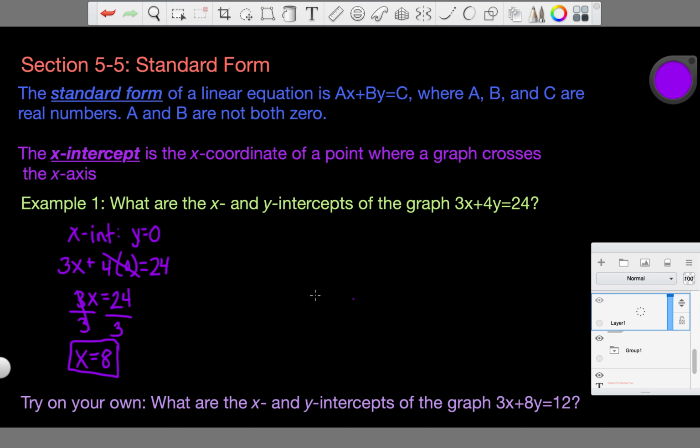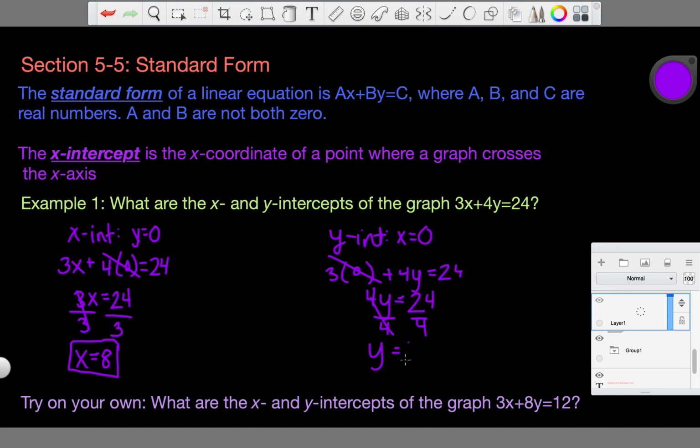Similarly, we're going to do the same thing for y. The y-intercept is when x is 0. So we're going to plug in 0 for x instead of y. So we get 3 times 0 plus 4y equals 24. 3 times 0 cancels out, and we're left with 4y equals 24. Divide by 4, and we get that y equals 6. So your graph crosses the y-axis at positive 6.